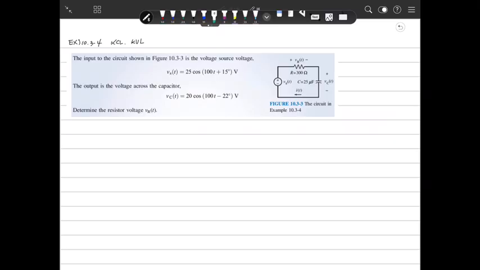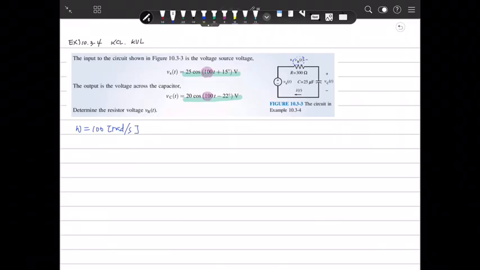Okay, so this is the circuit here. The source Vs is expressed in this manner, 25 cosine(100t + 15 degrees), and the capacitor voltage is 20 cosine(100t minus 22 degrees). So omega is fixed at 100 radians per second. We want to determine VR. That's the question.